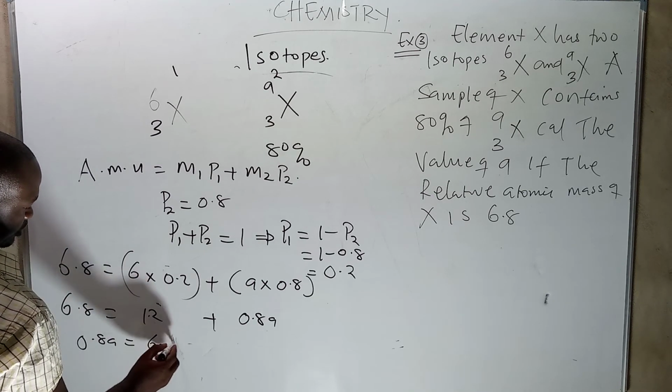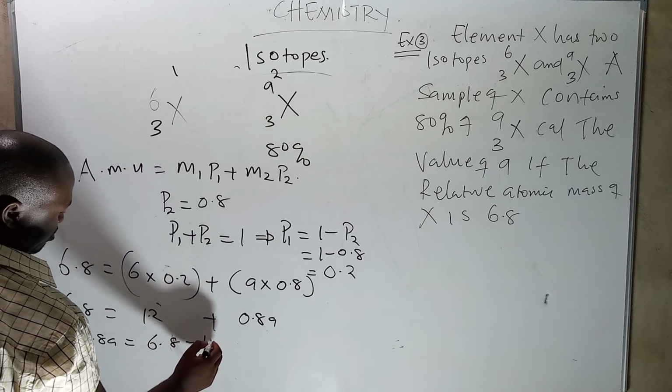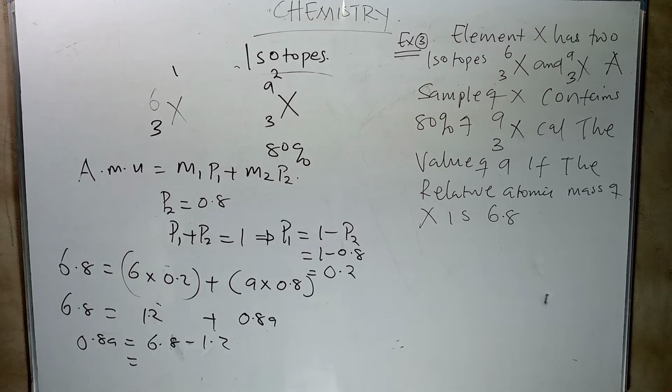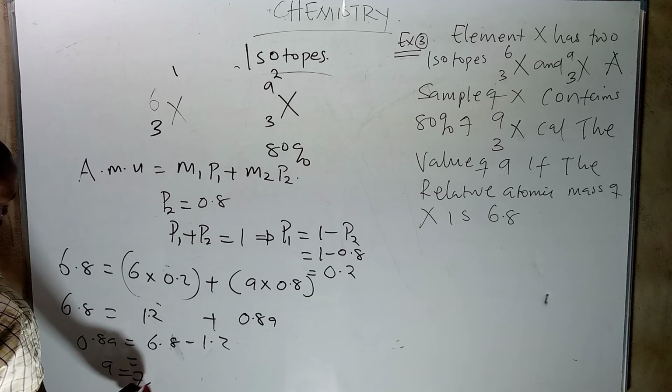So 0.8A is equal to 6.8 minus 1.2. So 6.8 minus 1.2, you should get 5.6. 5.6, and if you divide it by 0.8, your total answer should give you 7. So the value of A is 7. So from here, A is equal to 7.